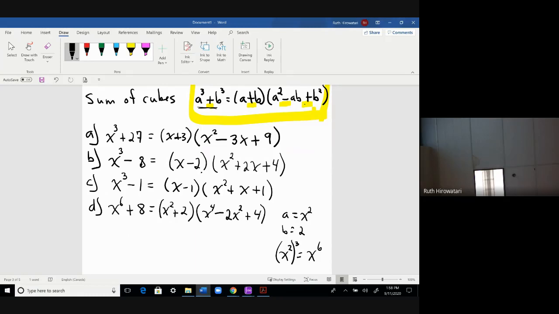Try this one. It's quite difficult: 8x to the 6th minus 27y cubed. Do the same sort of thing that I just did here. Decide what a and b should be, and then take it from there.